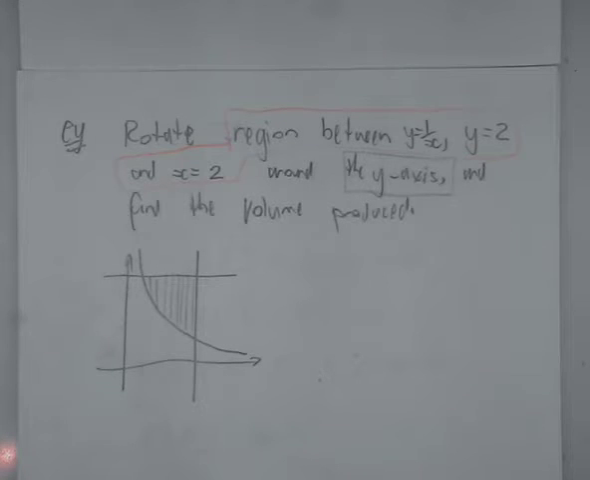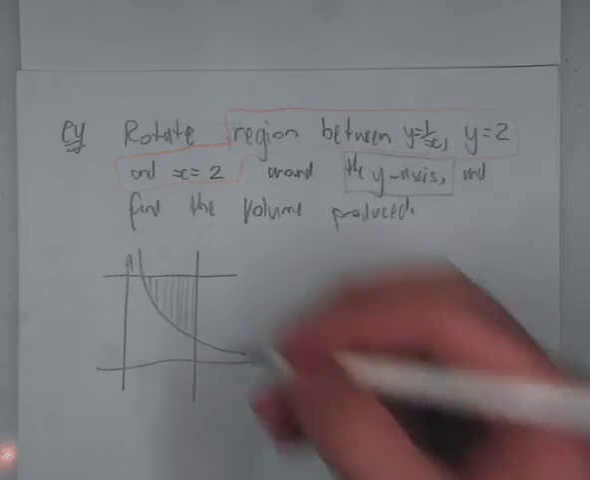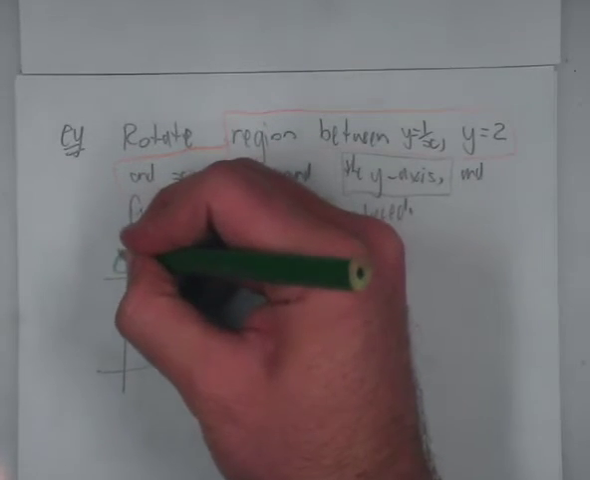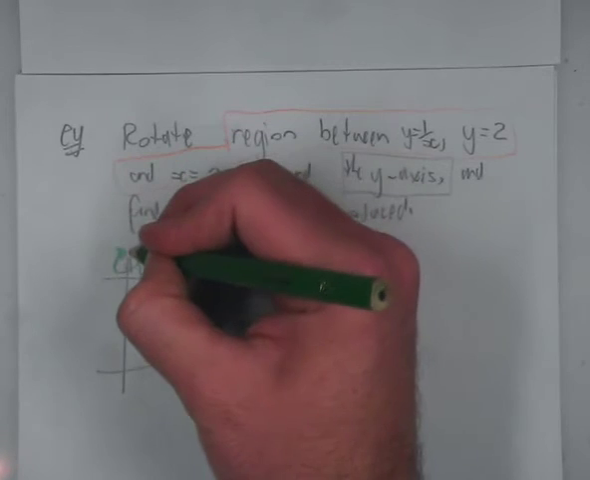Don't be fooled when you do this sort of problem that it's always between some point lines on the x-axis. It could be between various lines, so read it really carefully and note what's going on. And we're rotating around the y-axis here. Okay, so I'm rotating around this line right here.